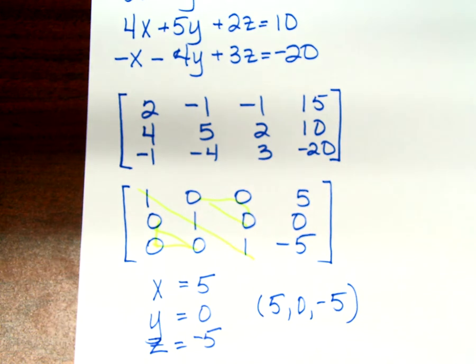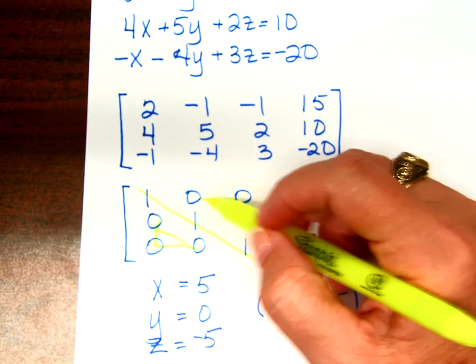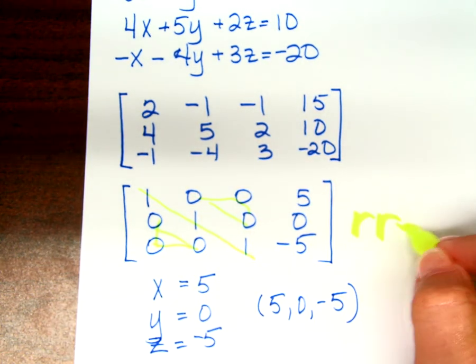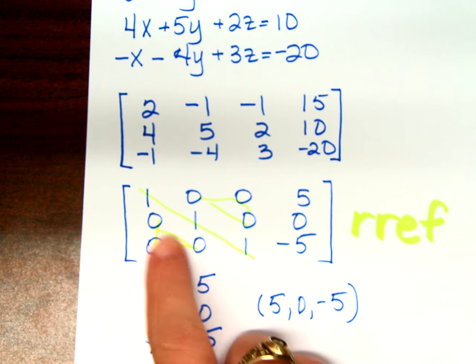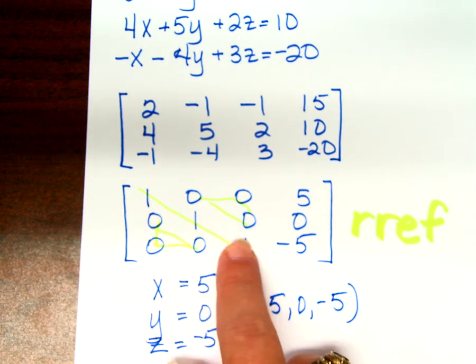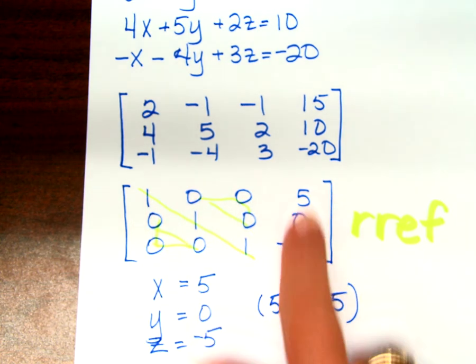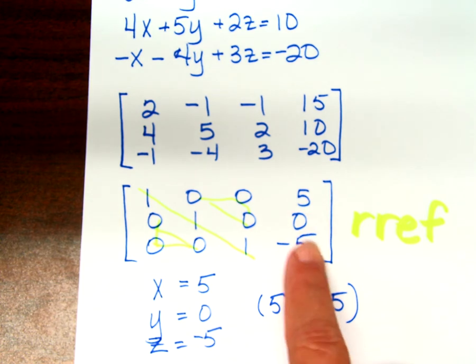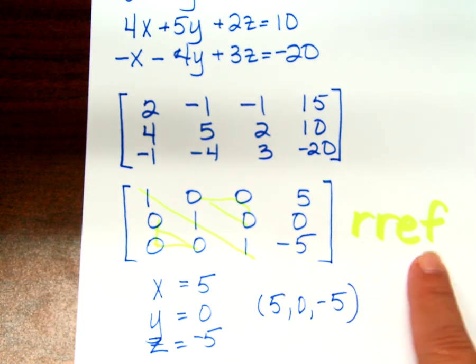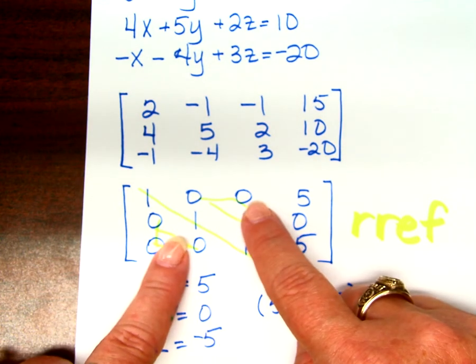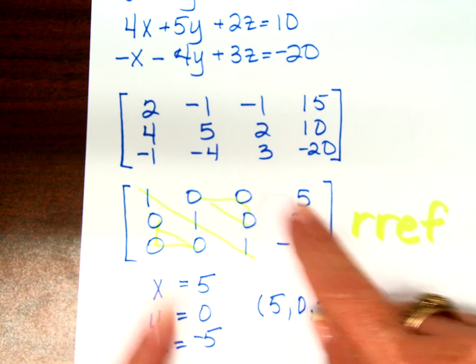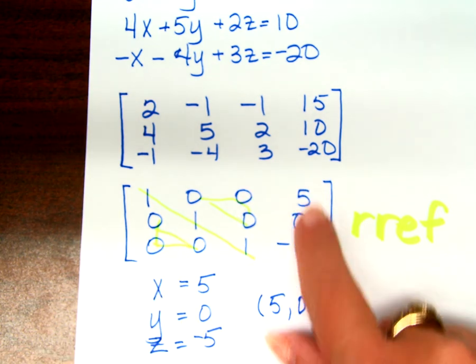Guys, when it has a diagonal of 1s and 2 triangles of 0s, this is reduced row echelon form. Okay? If you just choose row echelon form, this triangle will be 0s. This will probably be 1s. This isn't going to be 0s, which means this is not your answer. So make sure you choose reduced row echelon form. This right here is reduced row echelon form because it has a diagonal of 1s and 2 triangles of 0s. Does that make sense? When it's in reduced row echelon form, this is almost always your solution.